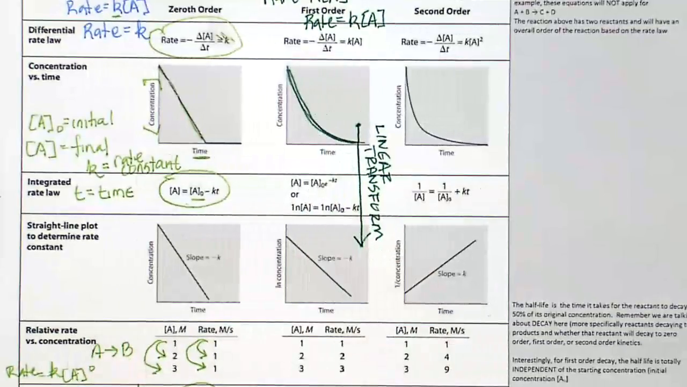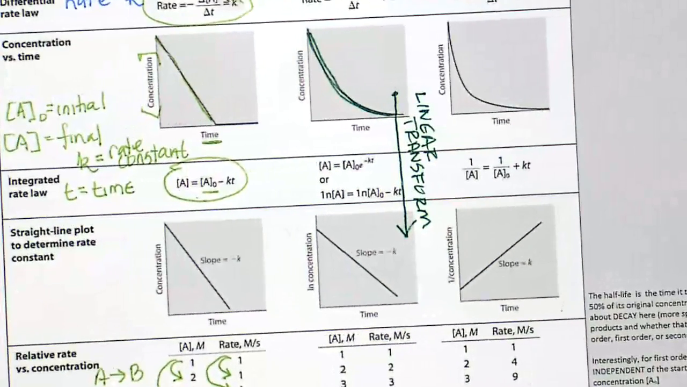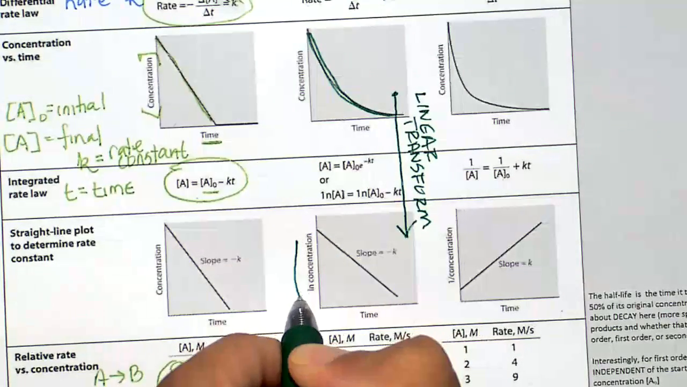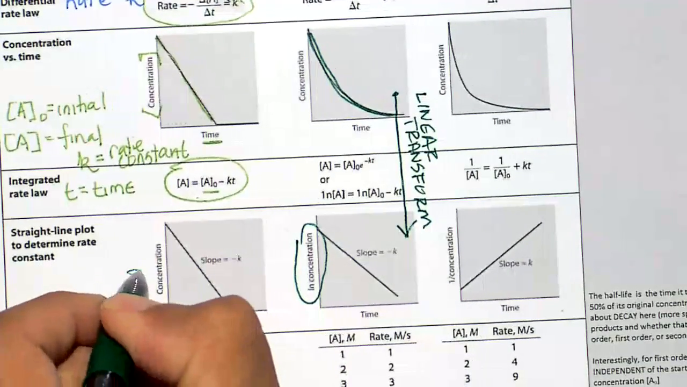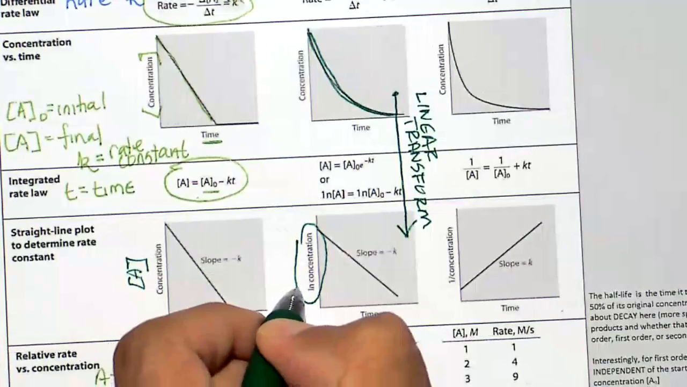Okay, so how do we convert this curve, which is really messy to analyze, into a line, which is y equals mx plus b? What do we need to do? We take the natural log of the concentration. In zero order, we just take the concentration of A and divide it by the time.